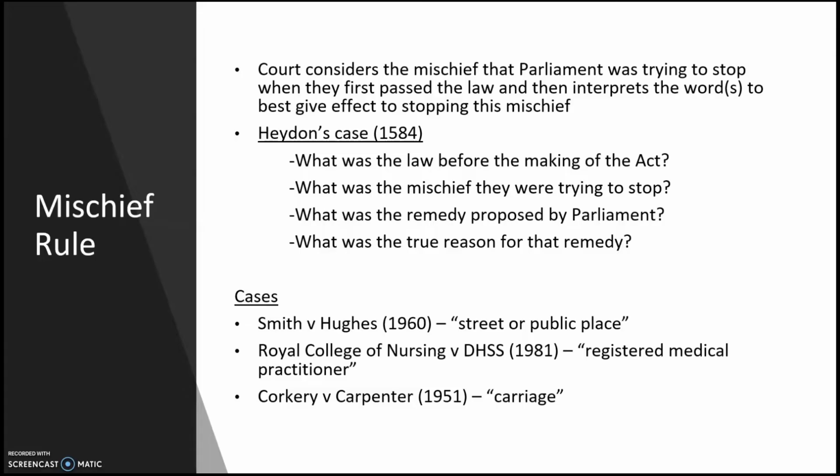Finally, in Corkery v Carpenter, the defendant was caught riding a bicycle whilst drunk and dangerously. The only law they could find to convict him of was using drunken charge of a carriage, essentially. And again, they looked at what was the purpose. Literally speaking, a bicycle clearly isn't a carriage, but applying the mischief they were trying to stop with the law was to stop dangerous use of vehicles, essentially, whilst drunk. So again, that applied in this circumstance, and they convicted.